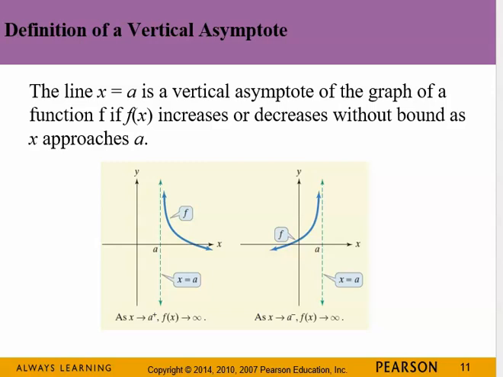So we say a picture's worth 1,000 words. Here we can see pretty much what they were talking about in the previous slide. So here we see A, which is our line here, x equals A, that as it approaches A, this would be A positive here. And where is it going to? Well, out this way is positive infinity.